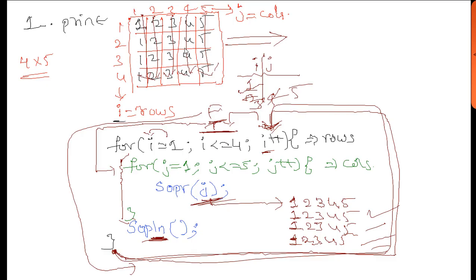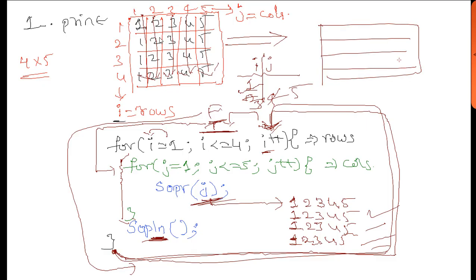This is what we call column order. That is why I am printing j. What if I print i? If I print i, what happens here? If I print i, then the output will be like this. See, this is how the output will be.